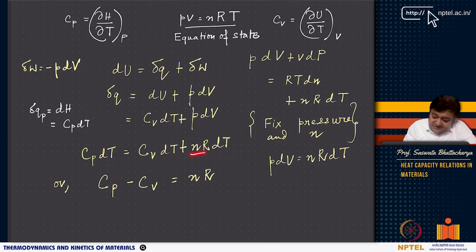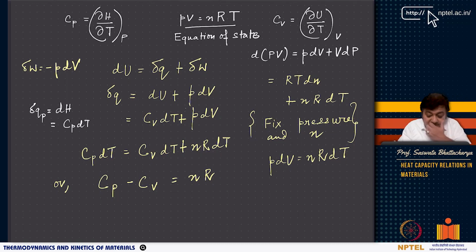Now PdV I have changed to nRdT. You can easily see: you have PV equals nRT, and from PV you can write d of PV, which equals PdV plus VdP, which equals d of nRT.